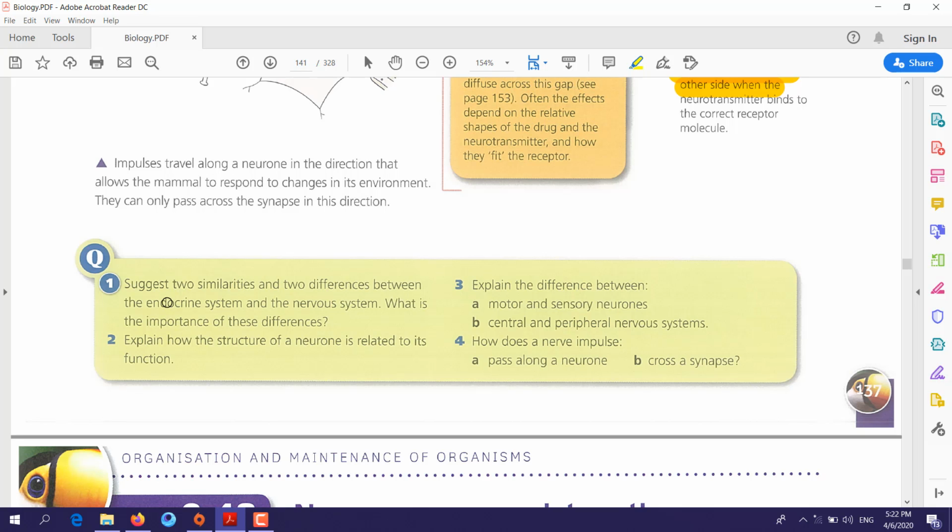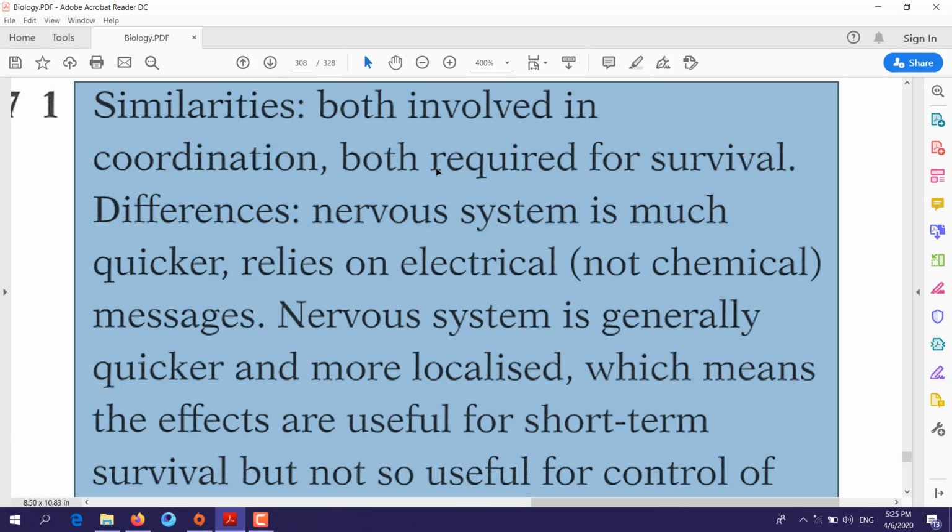Questions. Suggest 2 similarities and 2 differences between the endocrine system and the nervous system. What is the importance of these differences? So, the answer for question number 1. The similarities between the endocrine system and the nervous system. Number 1, both are involved in coordination, both required for survival.